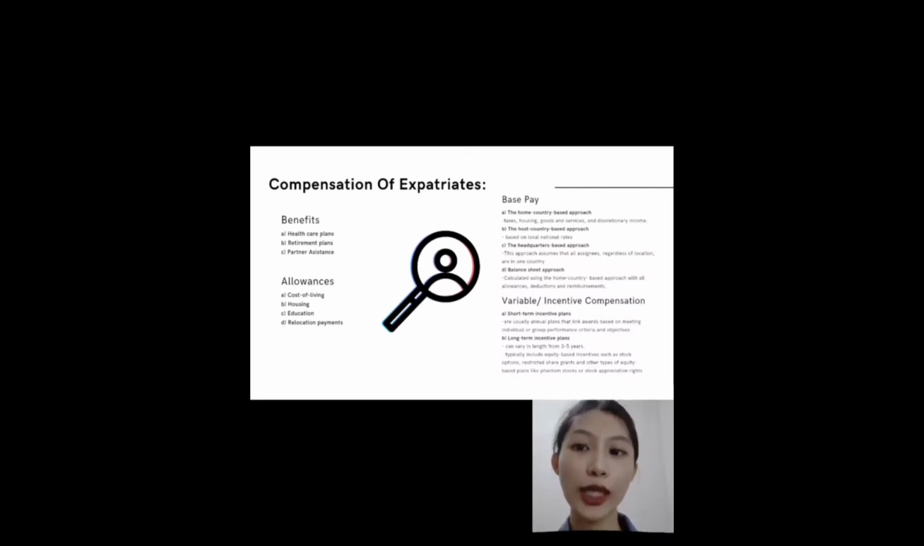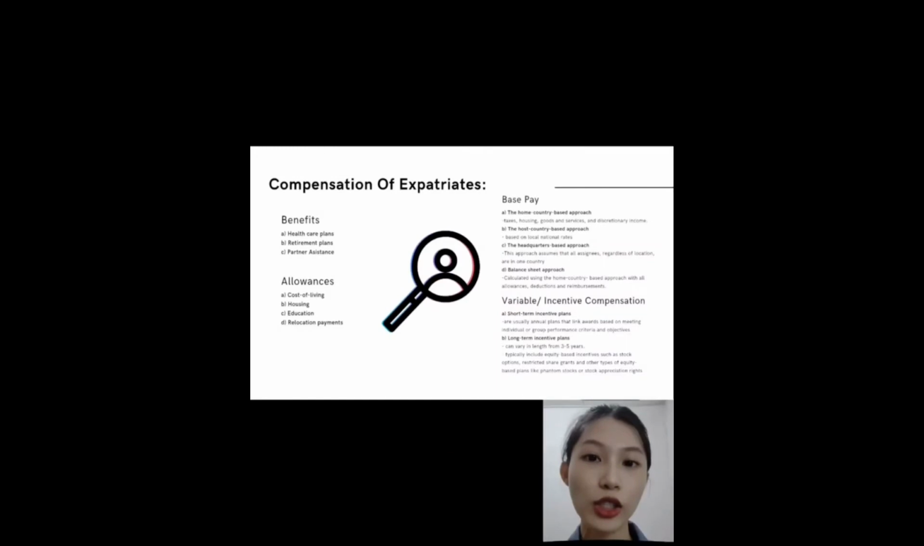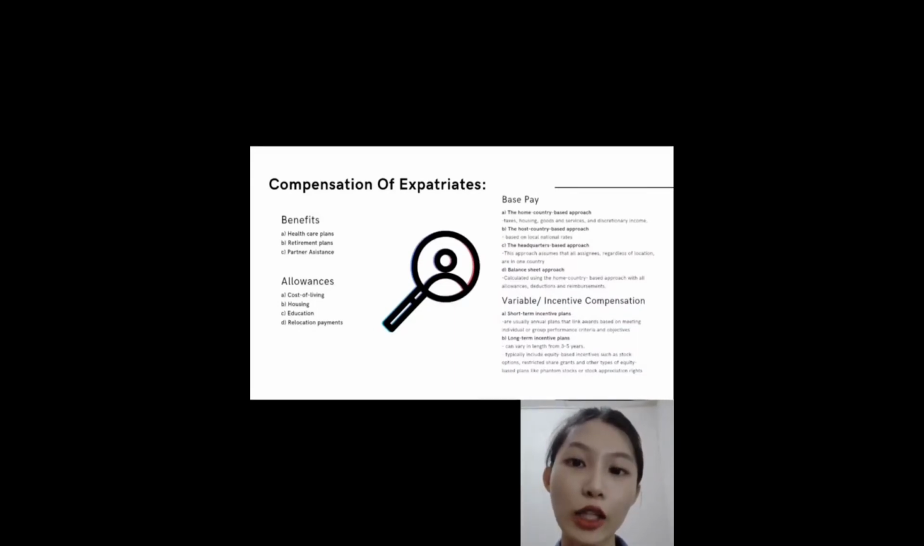The second approach is the host country based approach. It is based on local national rates. The third approach is the headquarters based approach. This approach assumes that all assignees, regardless of location, are in one country. And the last approach is the balance sheet approach. It is calculated by using the home country based approach with all allowances, deductions, and reimbursements.